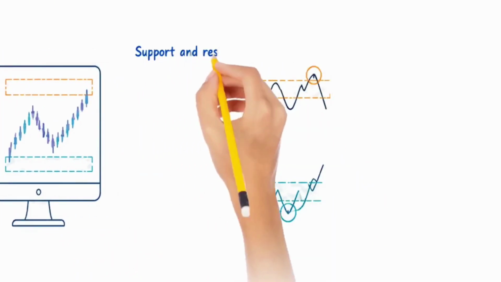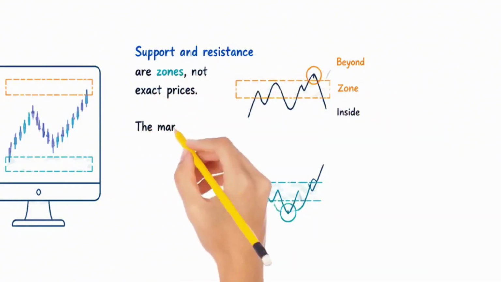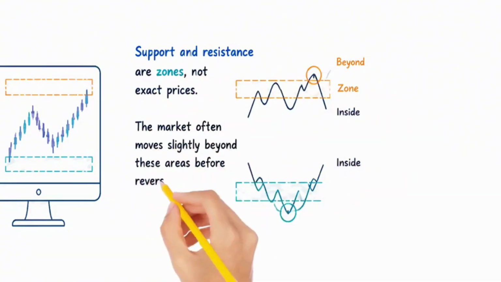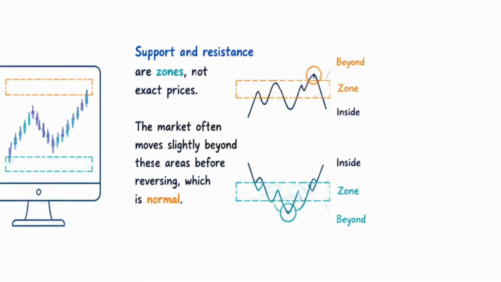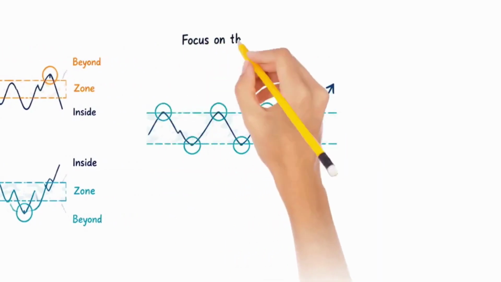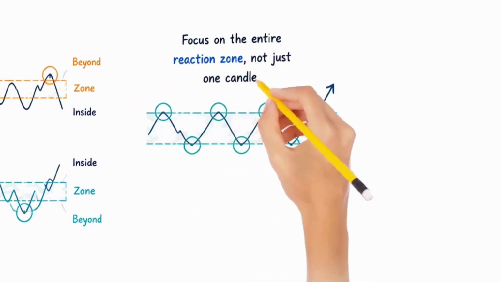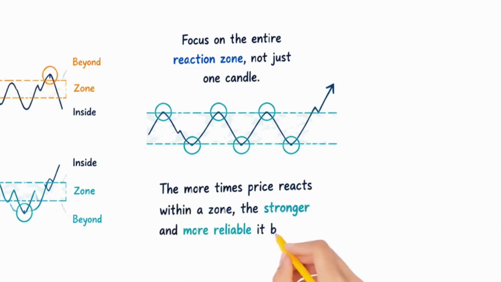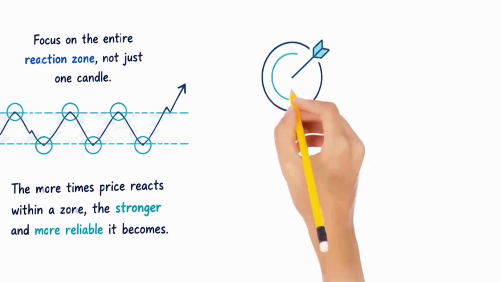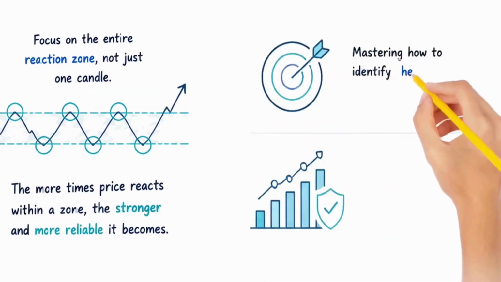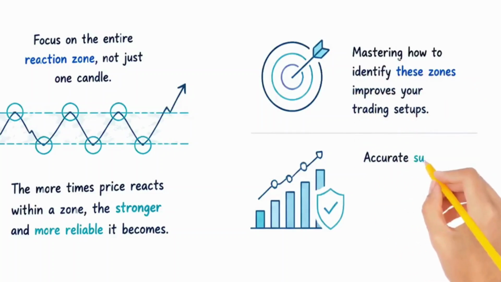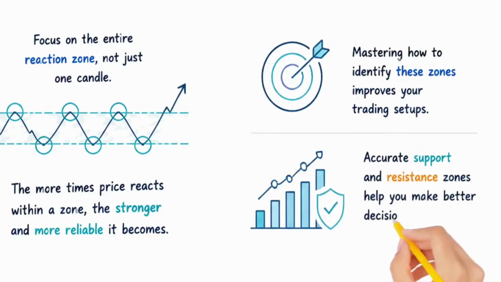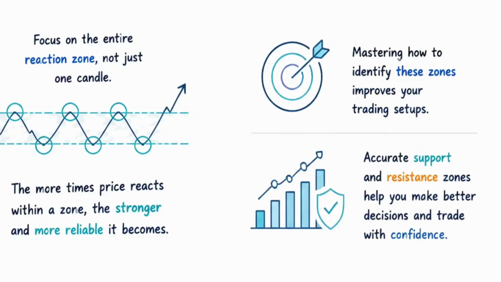Support and resistance are zones, not exact prices. The market often moves slightly beyond these areas before reversing, which is normal. Focus on the entire reaction zone, not just one candle. The more times price reacts within a zone, the stronger and more reliable it becomes. Mastering how to identify these zones improves your trading setups. Accurate support and resistance zones help you make better decisions and trade with confidence.